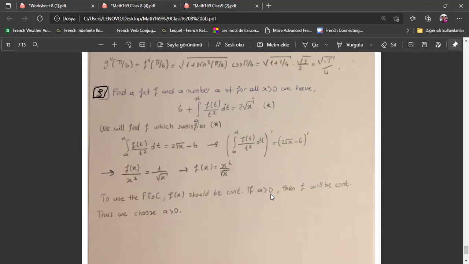So if a is greater than 0, this function will be continuous, and it implies that we can apply the theorem, right? So if a is greater than 0, then the function f is this function, okay? And we're done, and it can satisfy this equality, right? So a is greater than 0 and f of x is this function, okay?